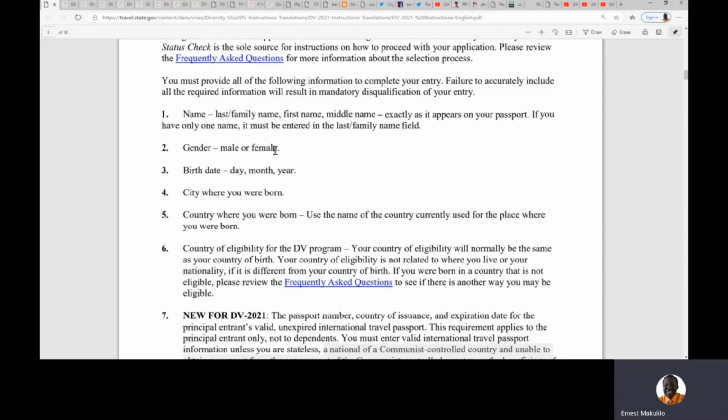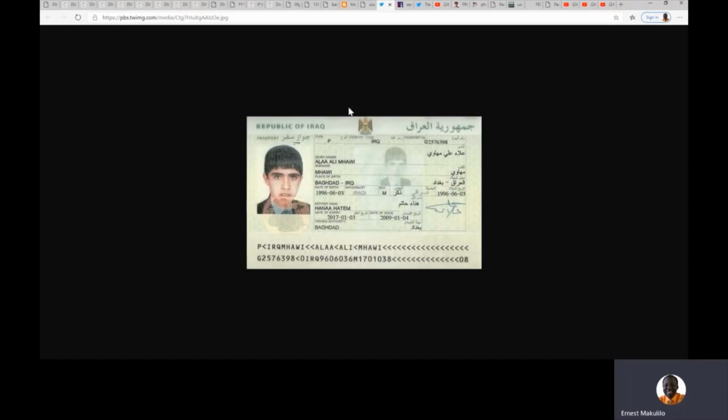Then you come to gender, date of birth, then the city you were born. Remember, the city you were born is the city which is on your passport. Don't just try to find wherever you were born. For place of birth, when they say city, you might be born in a village. Oh, but my name is whatever, I was born in the hospital in the village, or I was born at home. We don't care about anything else. This person's place of birth is Baghdad. So put the place of birth which is on the passport.